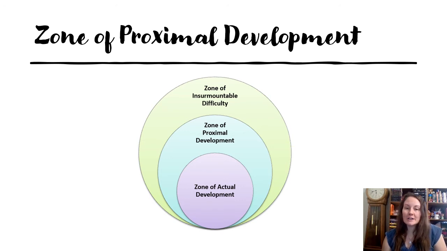So what are some things that are in your zone of proximal development? Things that you can accomplish if you have some sort of master learner helping you reach your goal.